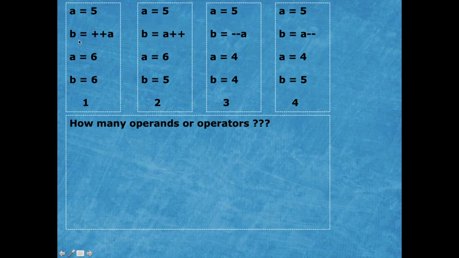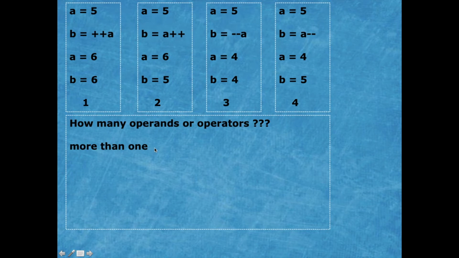In all these expressions, 1, 2, 3, 4, what I mean is, in each of these 4 expressions, you see how many operands or how many operators? So take this for example, here you see how many operands and how many operators? So there are 2 operands, B and A, and there are 2 operators. One is increment and one is assignment operator. What I mean to say is, in each of these expressions, you will see more than one operator and more than one operand.